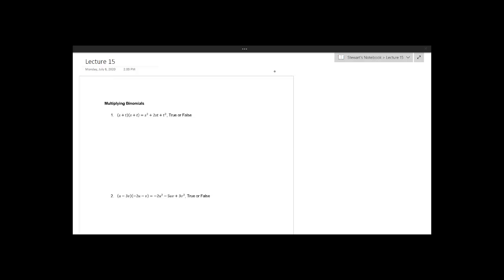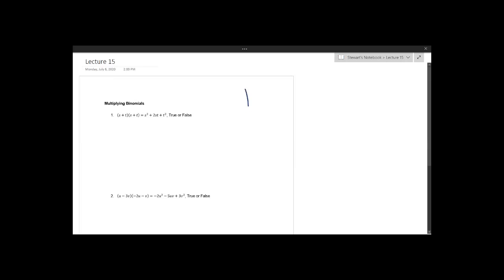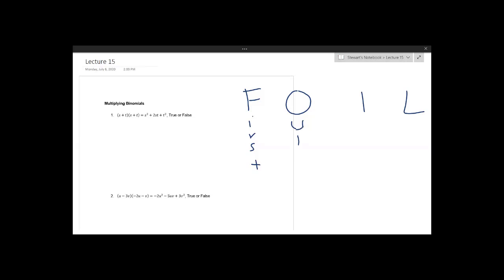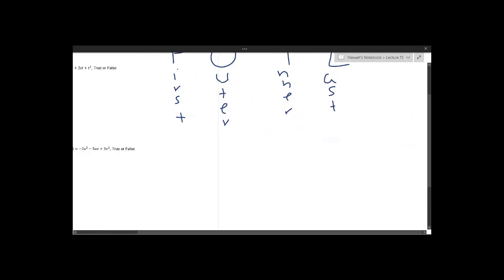When you multiply binomials, we use something called the FOIL method, which stands for first, outer, inner, and last, which you'll see what I mean in practice. We can do a quick example, and then we can go through the problems that we have, because it'll probably be pretty helpful to do so.